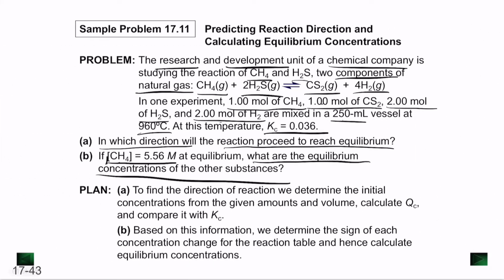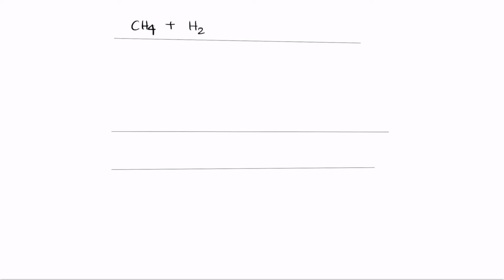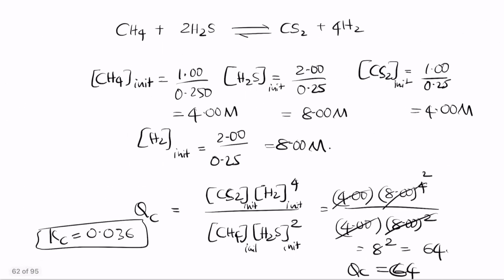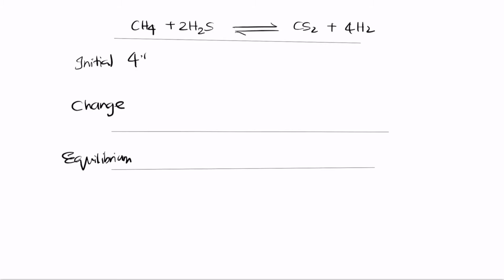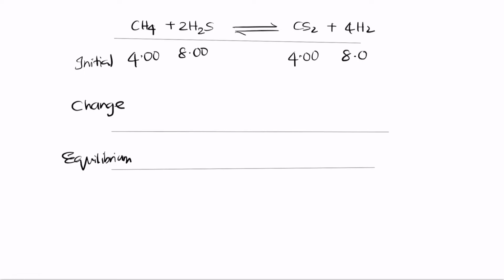Now the next part is given: the CH4 concentration at equilibrium is 5.56. So first let's write down the reaction table: initial, change, and equilibrium. Because the reaction is going towards the reactants, the reactants are going to increase and the products are going to decrease. So what are the initial concentrations? CH4 initial concentration is 4, H2S is 8, CS2 is 4, and H2 is 8.